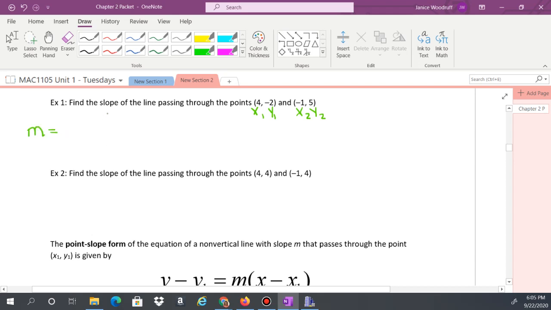We say M equals our y2, which is 5, minus y1, negative 2, and then x2 is negative 1, x1 is 4. So 5 minus negative 2, so the minus is part of the formula. If we're subtracting a negative, we end up adding. That'll give us a positive 7. Negative 1 minus 4 is negative 5. You can go ahead and move that negative sign to the middle if you'd like, because a positive divided by a negative will give you a negative.